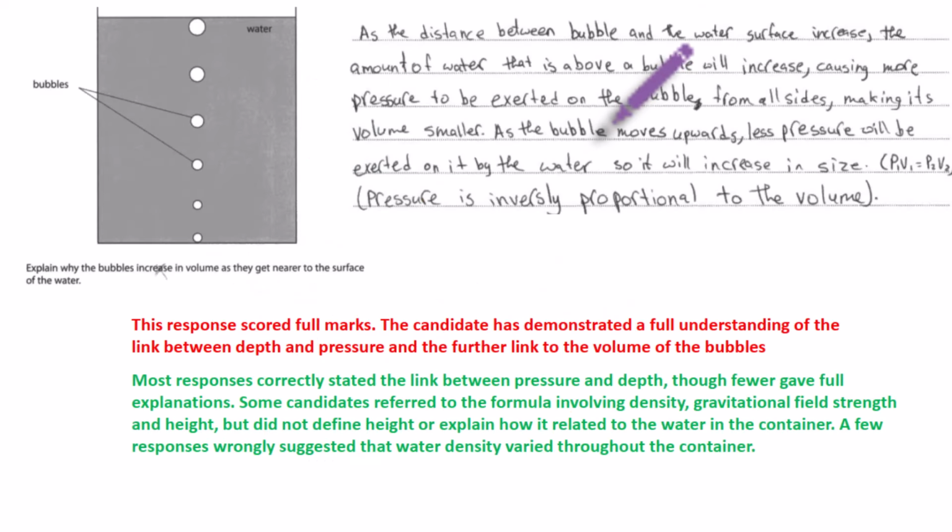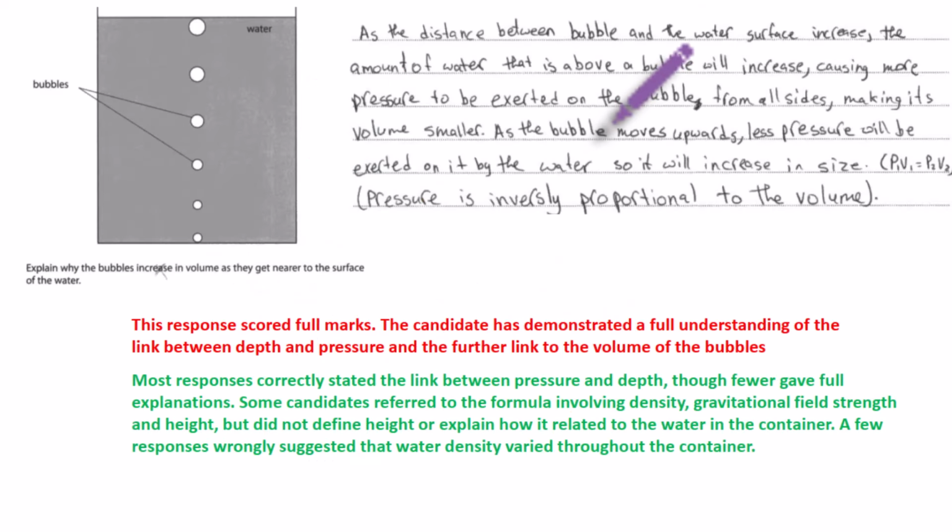Next one, explain why the bubble increases in volume as they get nearer to the surface. So always remember, when the depth decreases, it's rising, right? The bubble is rising. As the depth decreases, the pressure also decreases. So pressure equals H rho g. H stands for the depth, by the way, in this context. As the H, as in the depth, decreases, the pressure also decreases.